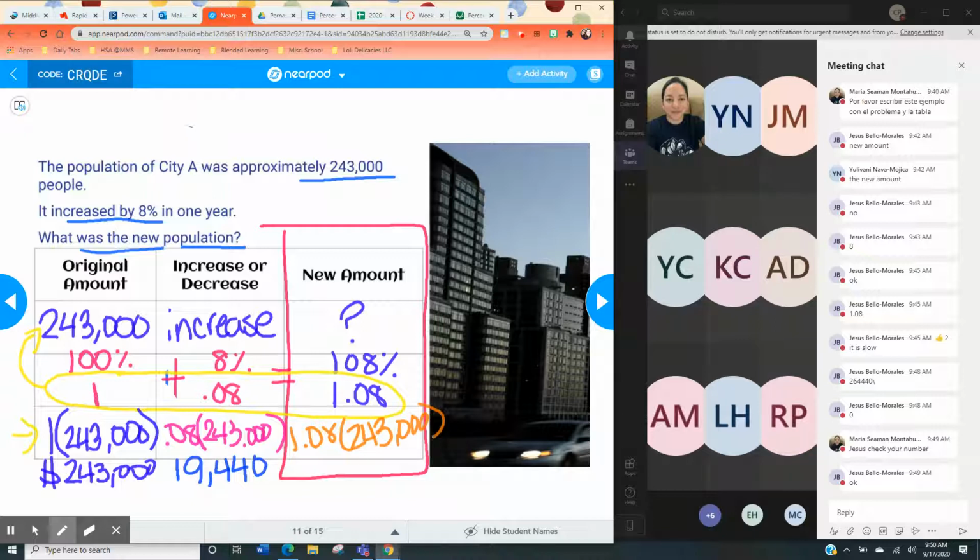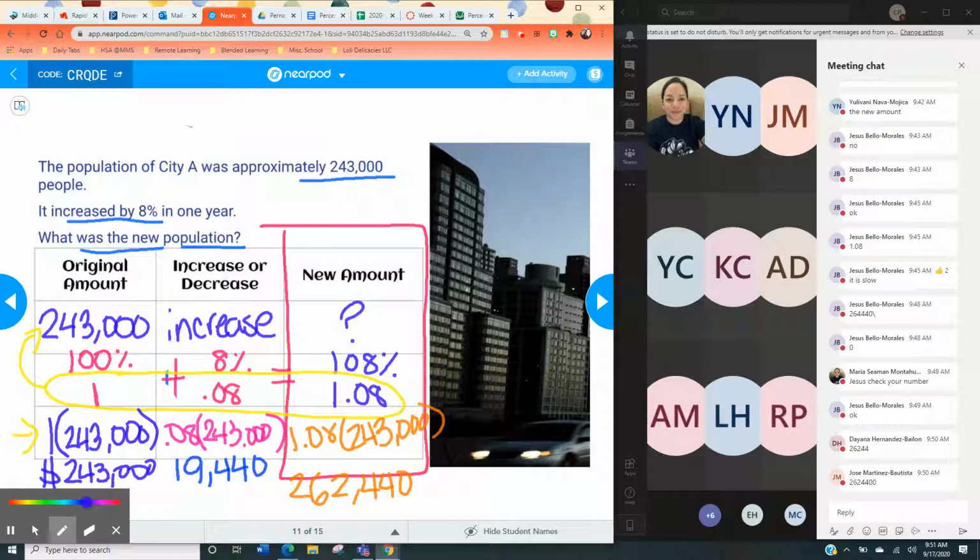Okay, 262. Yes, my love. Thank you. Ruby, Jose, yes and yes, but when you typed it in, one of you forgot a zero and the other one of you put too many zeros. So now when we look back at the question, it asks, what is our new population? And I know that my new population is 262,440.